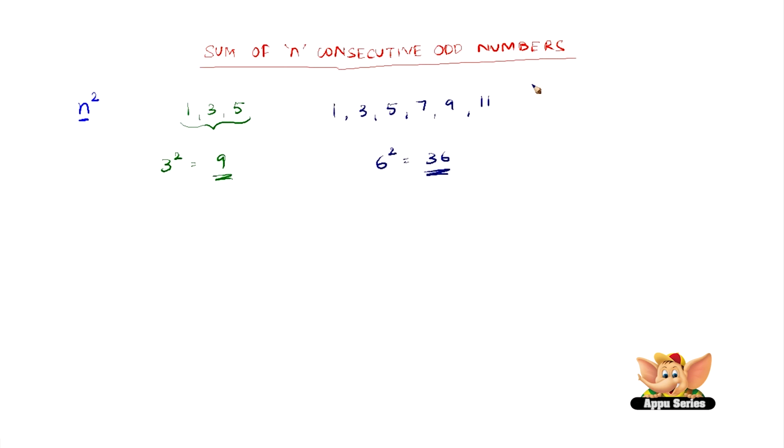Let us do a quick checking. 1 plus 3 equals 4. 4 plus 5 equals 9. 9 plus 7 equals 16. 16 plus 9 equals 25. 25 plus 11 is 36, which is the exact same as the answer we obtained.